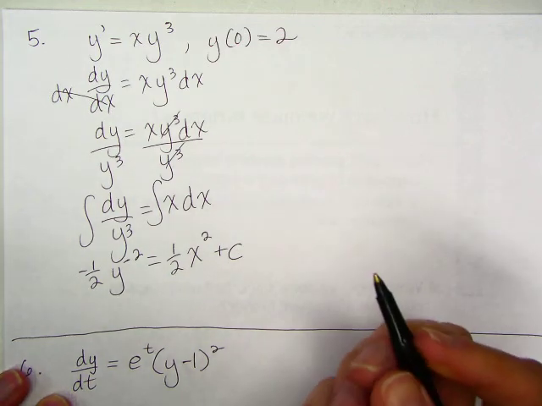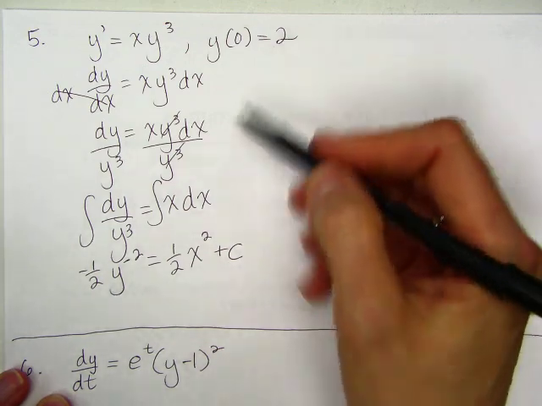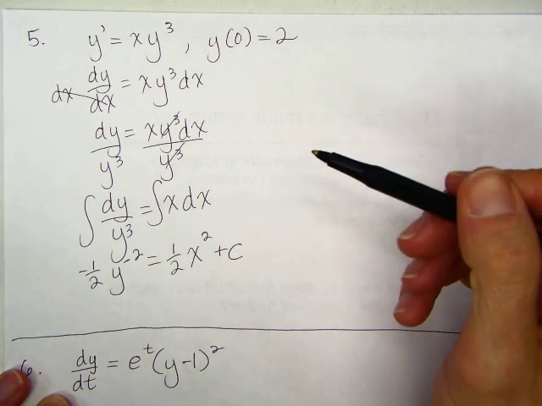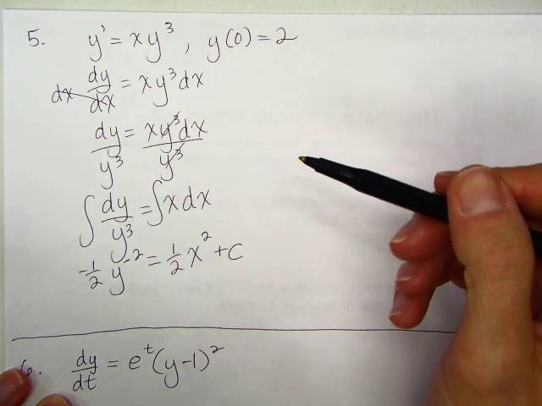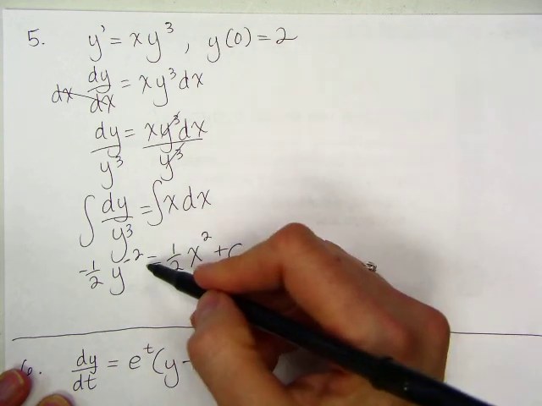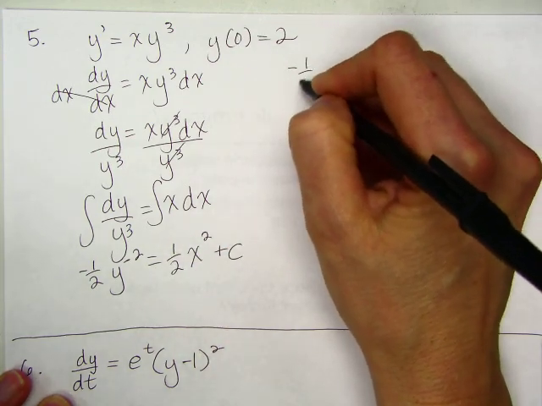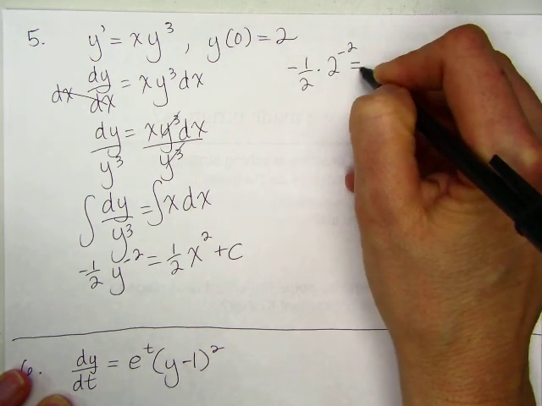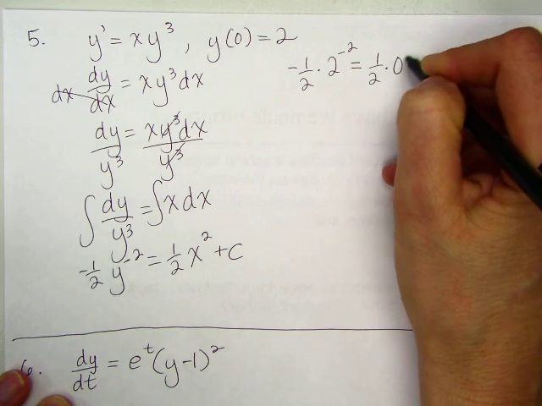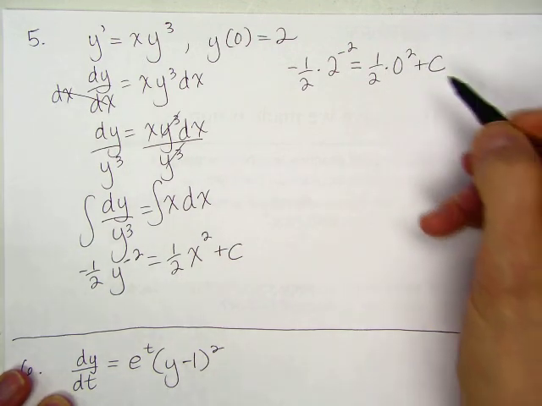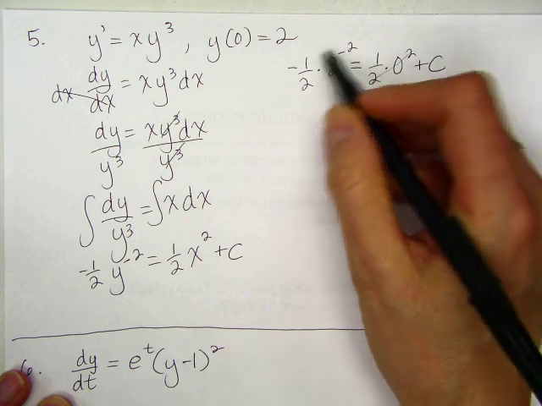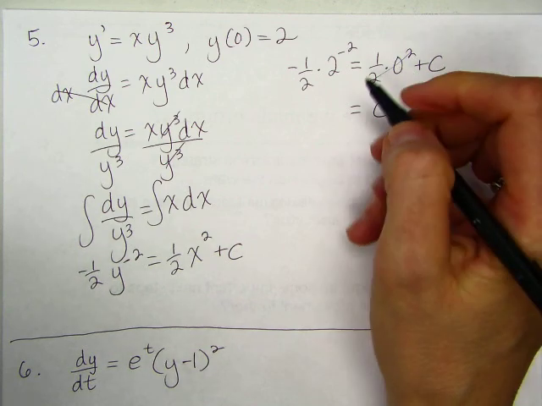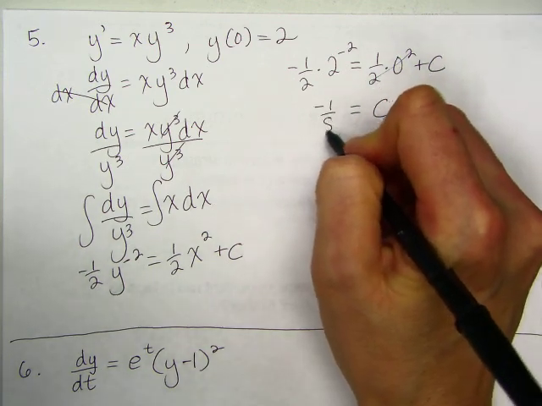Okay. Now from there, we can plug in the point and then solve for c, or we can solve for y and then plug in the point and solve for c. Why don't we go ahead and plug in the point? So we'd have -1/2 times 2 to the -2nd equals 1/2 times 0 squared plus c. Well, this is 0, so c is going to be whatever this is over here, which is 2 to the -2nd is 1/4, times -1/2 is -1/8.